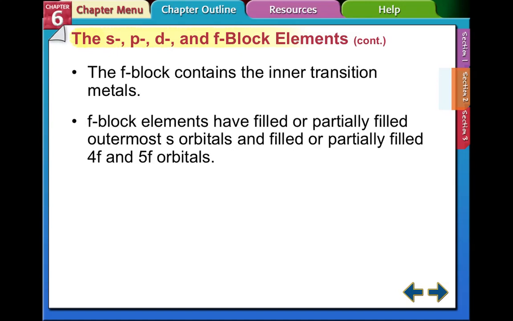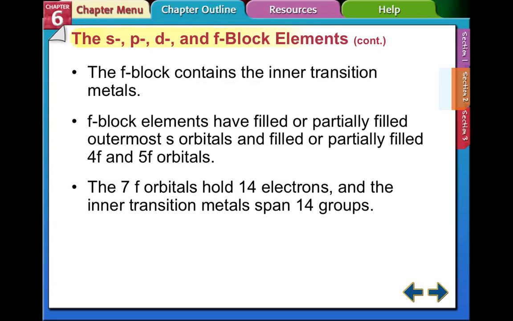Now we're going to move down to the F block. Remember, the lanthanoid and the actinoid series are called the inner transition metals because we moved those up into the middle of the transition elements. So the F block contains the inner transition metals. F block elements have filled or partially filled outermost s orbitals and filled or partially filled 4f and 5f orbitals. The 7 f orbitals hold 14 electrons, and the inner transition metals span 14 groups.